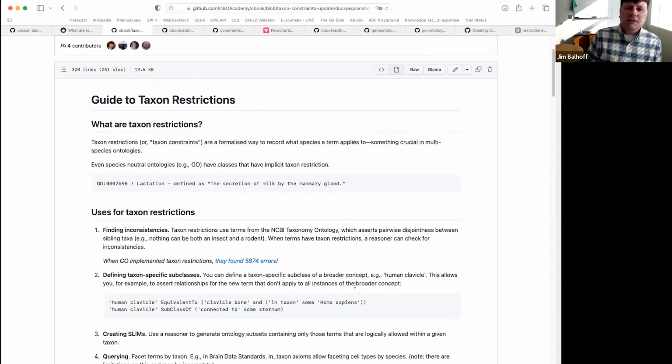And so what is a taxon restriction? It's just a formalized way to record what species or what group of organisms a term applies to. And this is something that's important even in multi-species or species-neutral ontologies. Just as an example, GO doesn't focus on any particular species, but it has terms like lactation, which is a process that only occurs in mammals. And so it's nice if we can have that formalized and checked by the reasoner as we're editing the ontology.